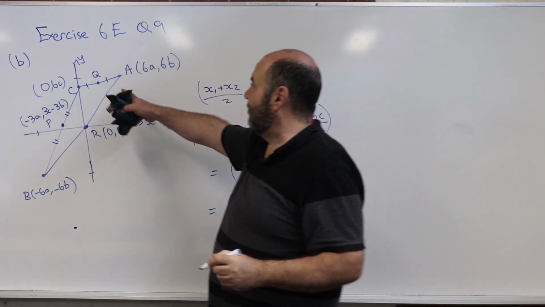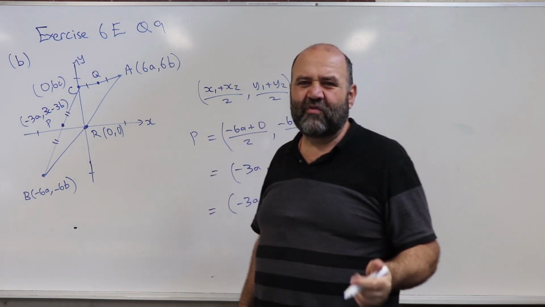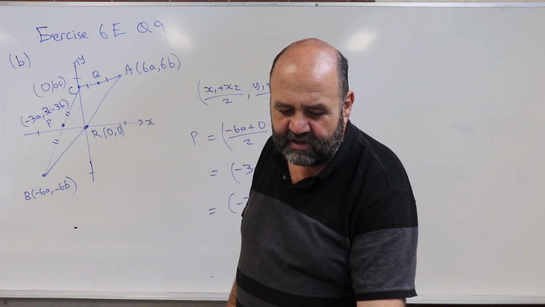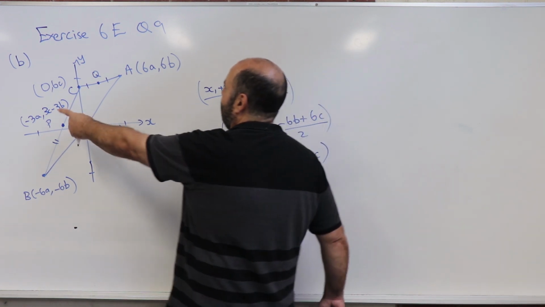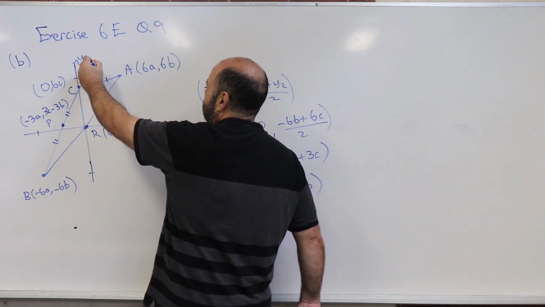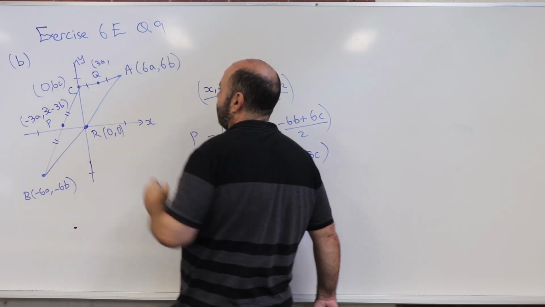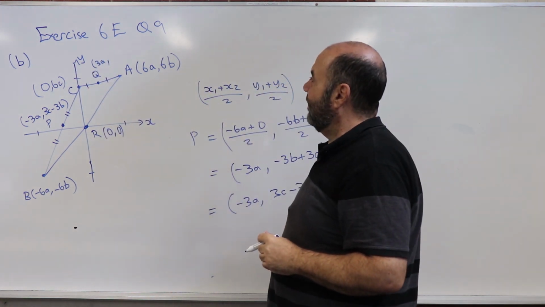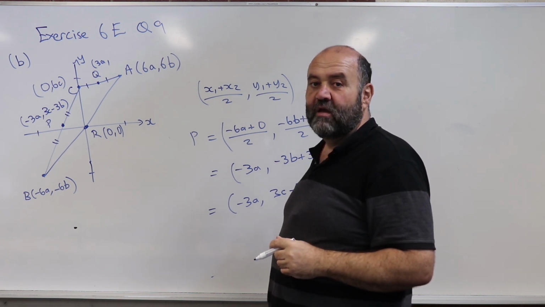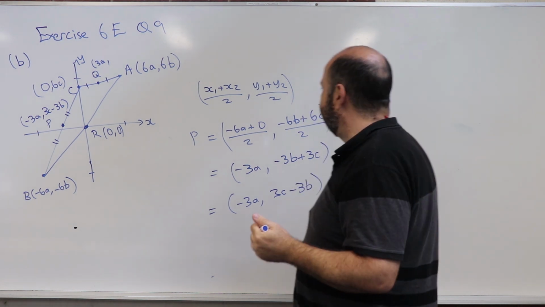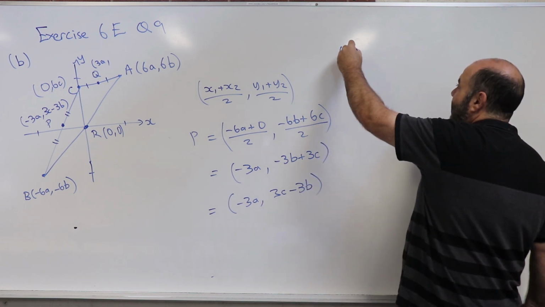Okay, now I need the coordinates of Q. Well, I'm going to go through a very, very similar calculation to what I did here. I'm just going to get the middle of 0 and 6a. So that's going to be at 3a. And then I'm going to get the middle of 6c and 6b. Well, the middle of 6b and 6c, think about that.